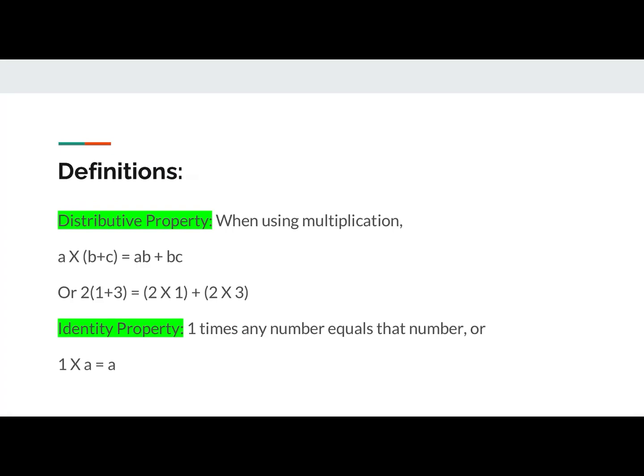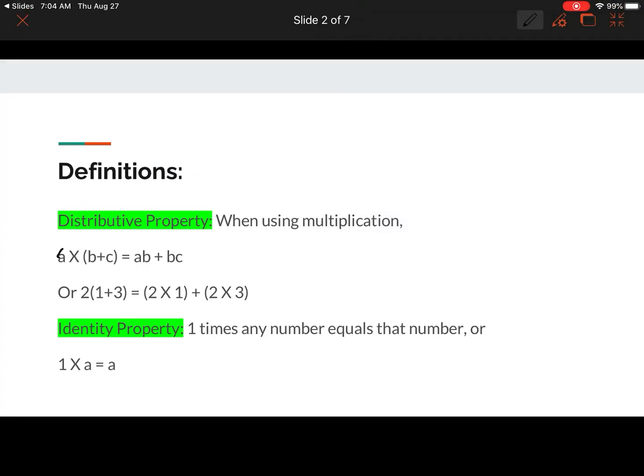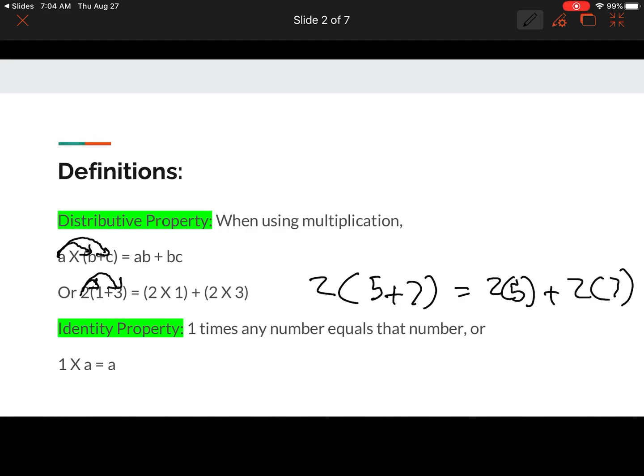So what we're really seeing here is that the a is going to be distributed to these two numbers. Or this 2 is going to be distributed to this 1 and then distributed to this 3. So for example, if I had 2 times (5 plus 7), this would be equal to 2 times 5 plus 2 times 7.